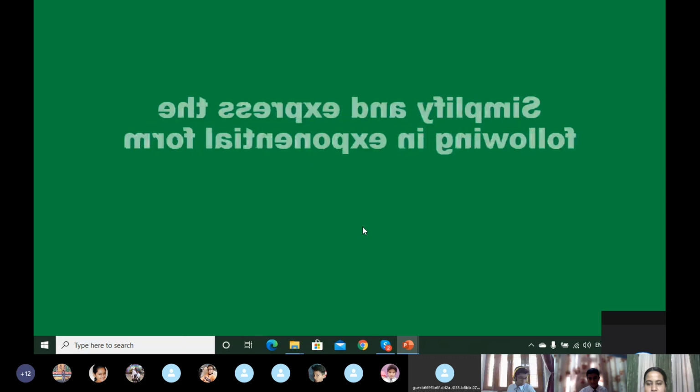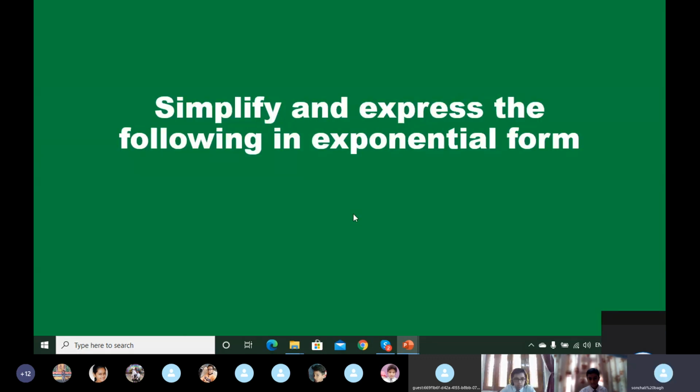Let's see what the first type of question in your book is: simplify and express the following in exponential form. Exponential form. Can you see the slides? Yes, ma'am. Simplify and express the following in exponential form.